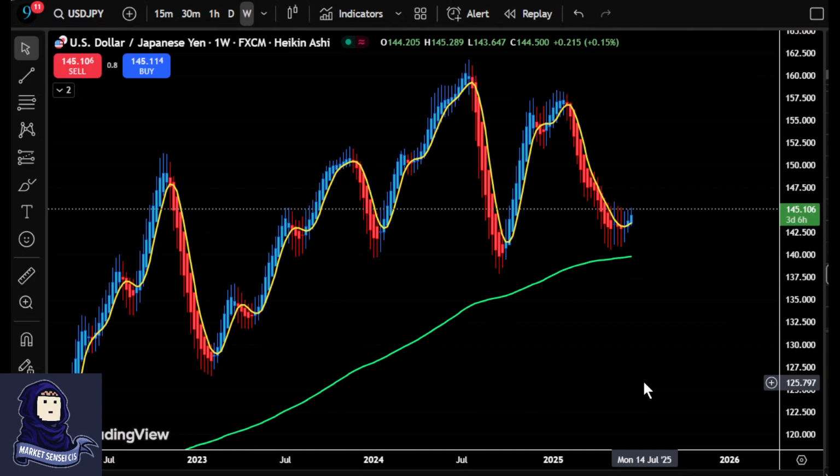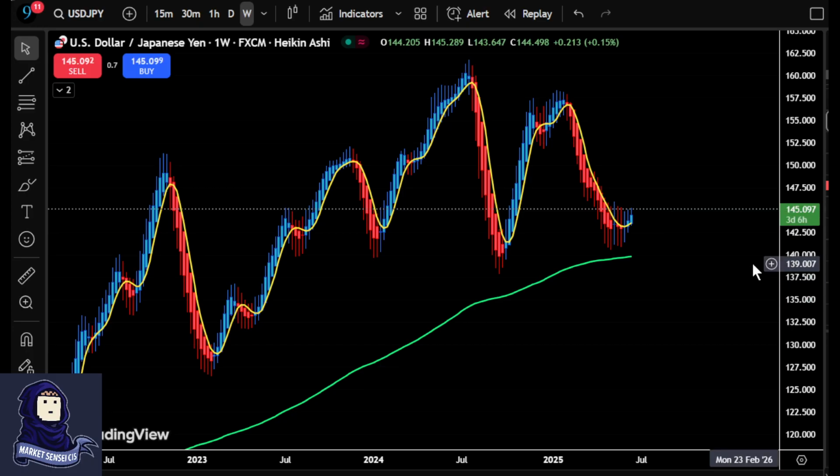Today we're going to talk about dollar yen. It's mostly forex for today. I will talk about dollar yen, euro yen, and pound yen, maybe even Aussie dollar USD. We'll see as it goes.